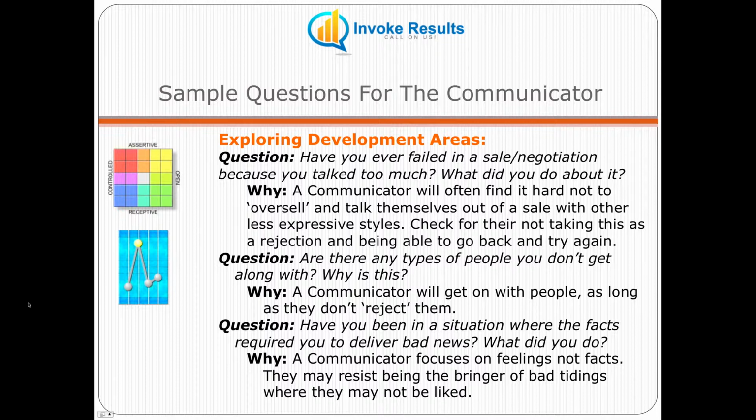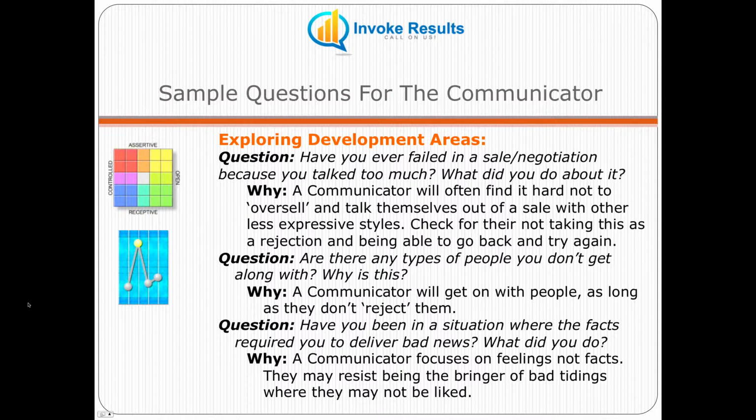Next one, are there any types of people you don't get along with, and why is this? Generally, a communicator will get along with people as long as they don't reject them. So again, be looking for situations of how they've dealt with people that have rejected them. If they give you lots of examples where it's the other person's fault rather than theirs that they didn't get along, you may need to explore that. You may want to consider that in your decision-making process.